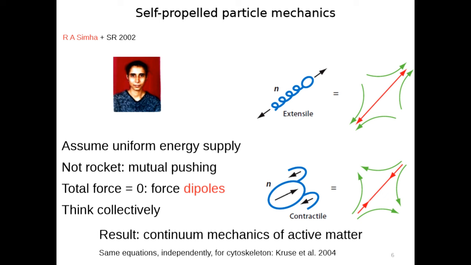These objects, such as this bacterium here, or this alga here, disturb the medium around themselves in characteristic ways. The bacterium by pushing fluid out along its long axis, the alga by doing a kind of breaststroke, pulling fluid in along its long axis.